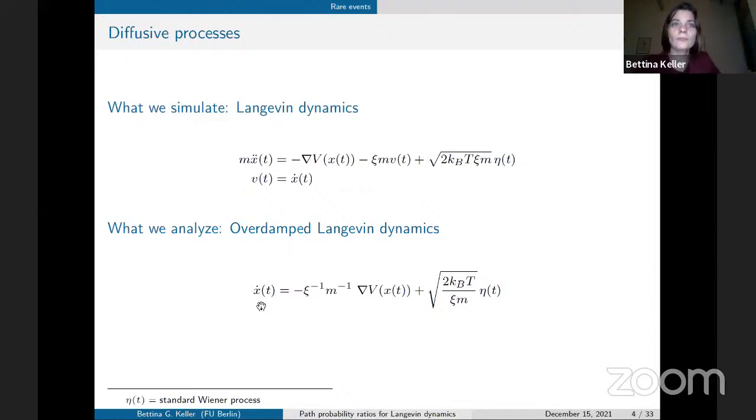This is because overdamped Langevin dynamics is a first order stochastic differential equation, right? So you have a first order derivative over here, one derivative with respect to time, whereas this is a second order stochastic differential equation where you have a second order derivative with respect to time, so an acceleration, and that seems to make things very, very complicated for the mathematicians. I don't know. So we're going to look at this discrepancy between overdamped dynamics and underdamped Langevin dynamics.